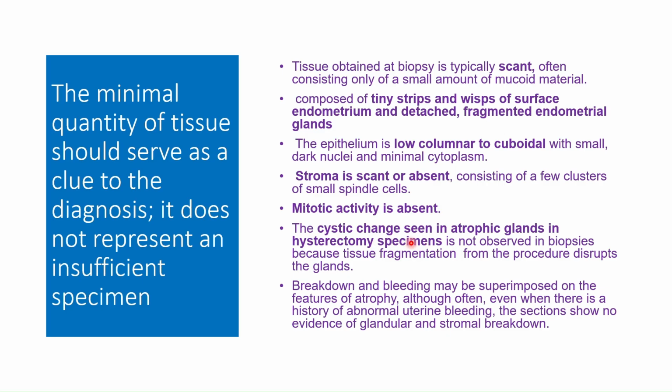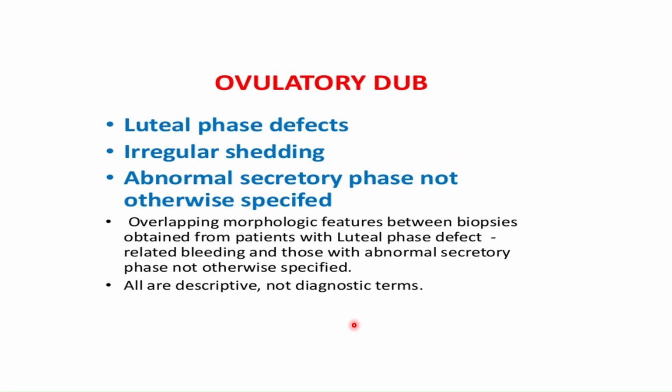Mitotic activity is absent, and cystic change is seen in atrophic glands in hysterectomy specimens only, but not observed in biopsies because of tissue fragmentation during the procedure. Now, second is progesterone-related bleeding. Here there are three abnormalities we can detect. One is luteal phase defect. Second is irregular shedding, and third is abnormal secretory phase, not otherwise specified.